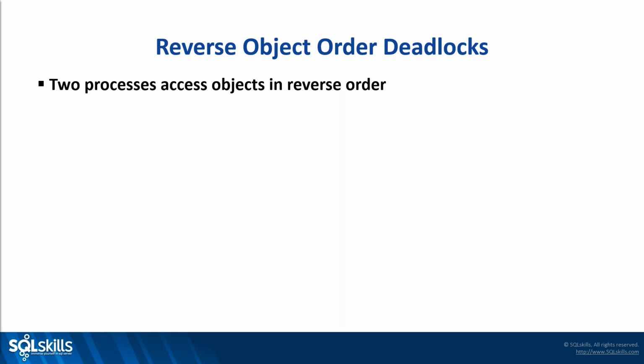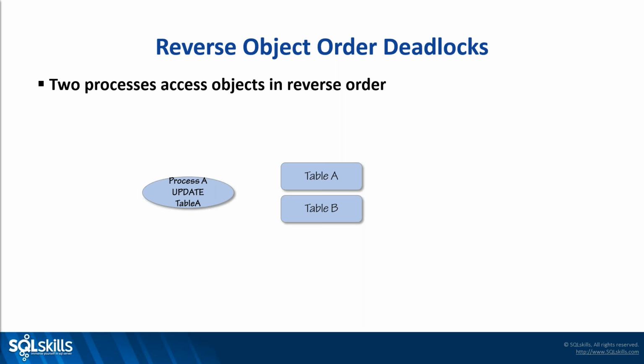And I always chuckle when I present this slide because that's kind of redundant, right? A reverse object order deadlock is a deadlock. So it's always accessing objects in reverse order, but this is probably the easiest one to recreate in SQL Server. So we create table A and table B. For the purposes of the demo, there is a script to build a demo database. It'll load 1,000 records into table A and just one record into table B.